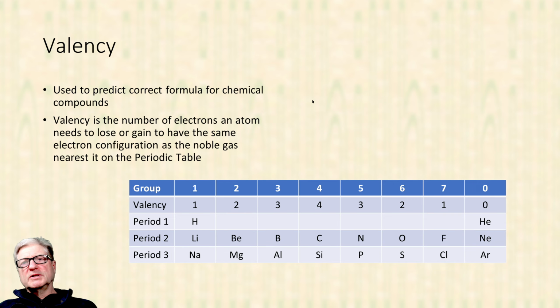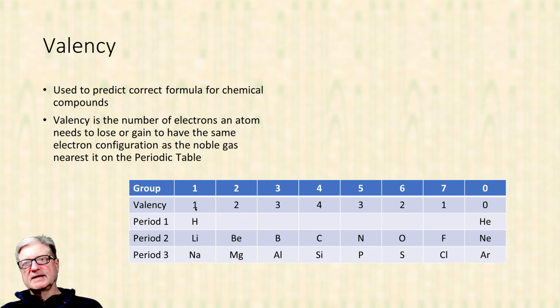So we will just talk about valency very briefly here at the end of this lesson because I think we've just got a little bit of time. And valency is used to predict the correct formula for chemical compounds. It's the number of electrons an atom needs to lose or gain to have the same electron configuration as the noble gas nearest it on the periodic table. Right? That one sentence there is pretty much 90% of chemistry. If you get that into your head and figure out how to calculate valency, we'll have a look at that in just a second, you have chemistry pretty much cracked.